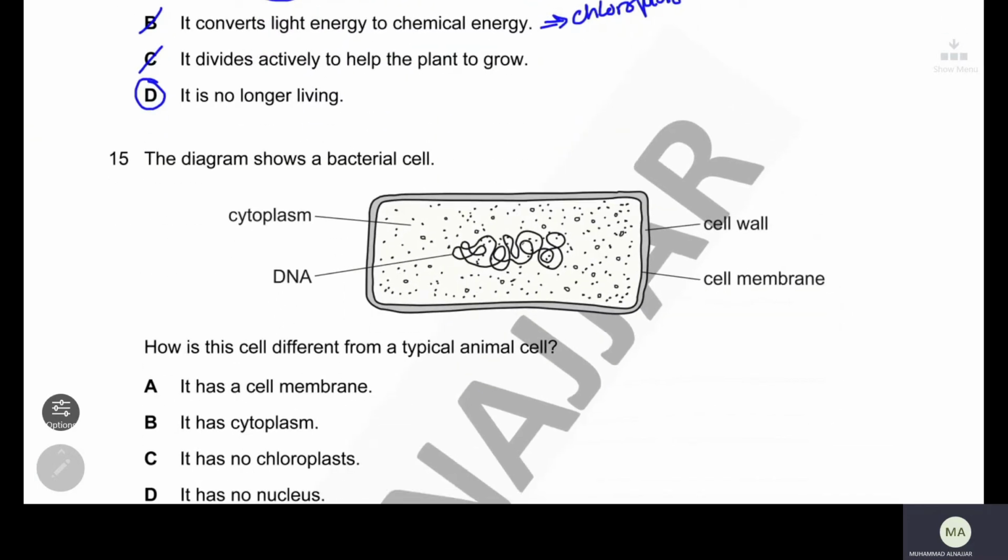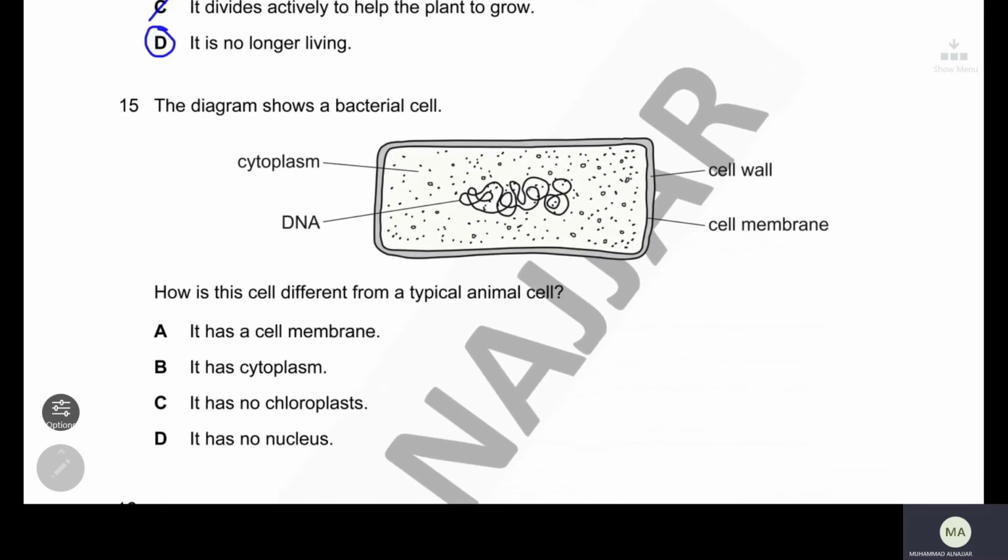Question number 15. The diagram shows a bacterial cell. How is this cell different from a typical animal cell? This is a bacterial cell. So what is the difference between it and the animal cell? It has a cell wall, a cell membrane, DNA, and cytoplasm.